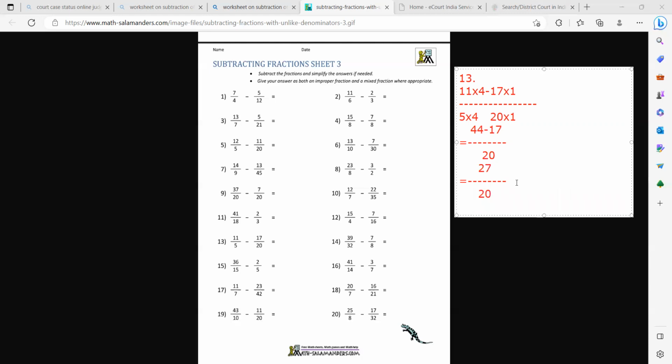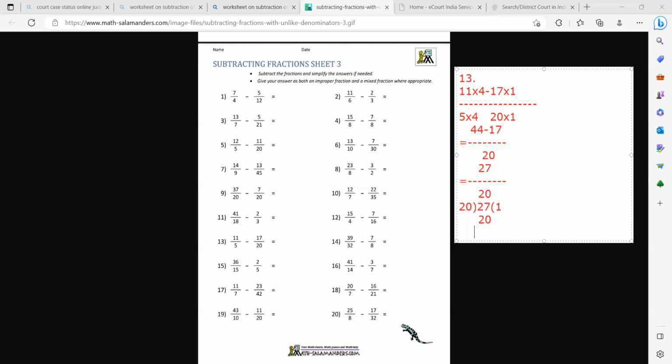answer, which needs to be converted into the mixed fraction. So 27 divided by 20 is 1 whole, 27 minus 20 is 7. So 1 whole 7 by 20 is the correct answer.